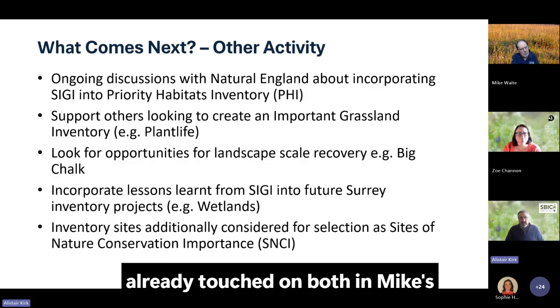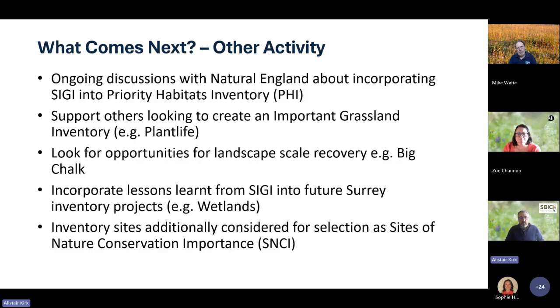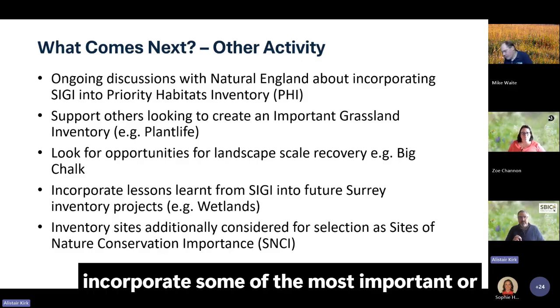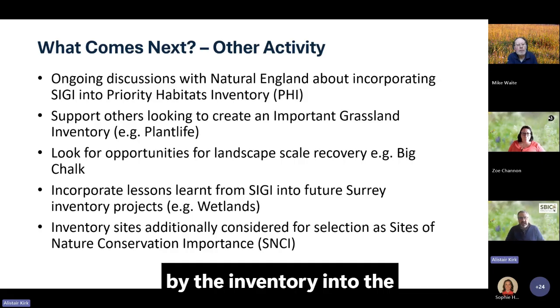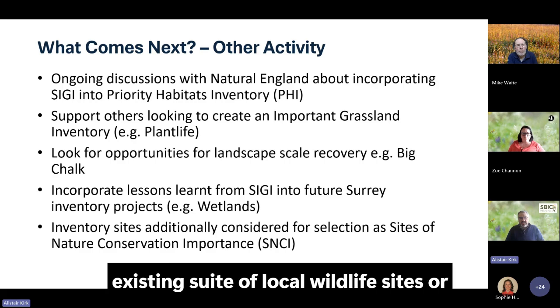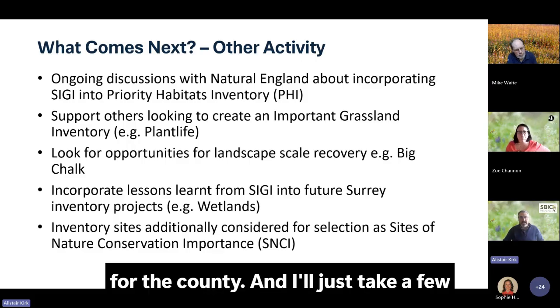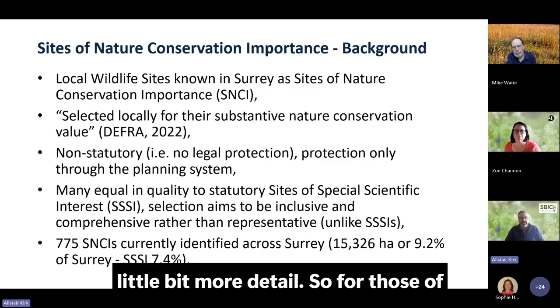And as we've already touched on, both in Mike's presentation and earlier in mine, we will start to think about how we can incorporate some of the key insights identified by the inventory into the existing suite of local wildlife sites, or sites of nature conservation importance, for the county. I'll just take a few moments now to run through that in a little more detail.